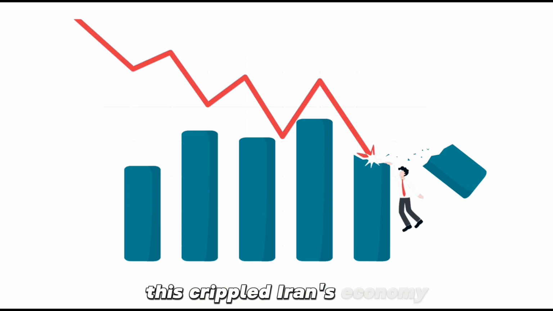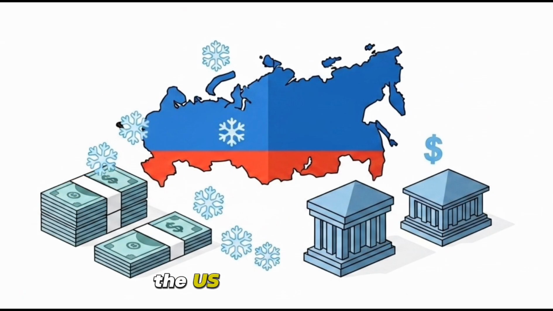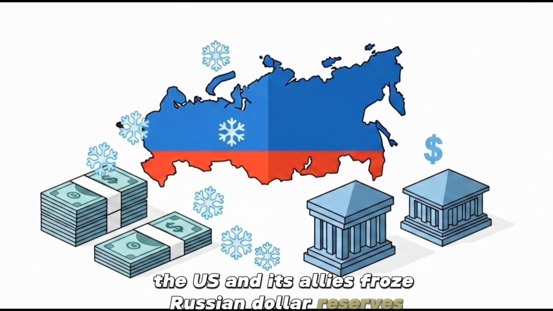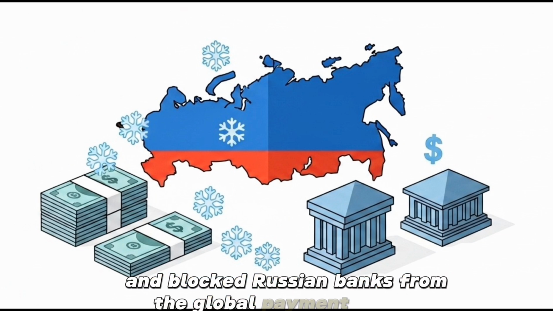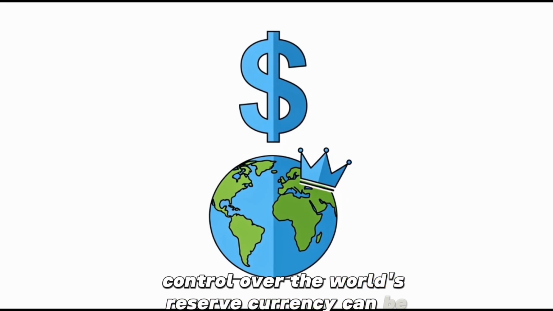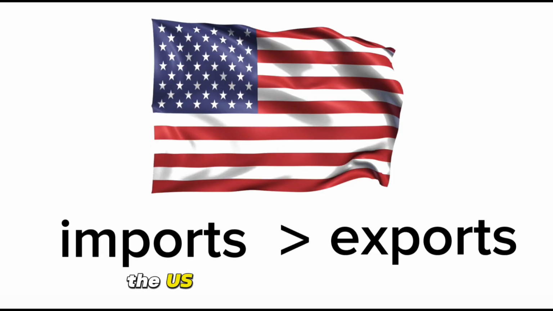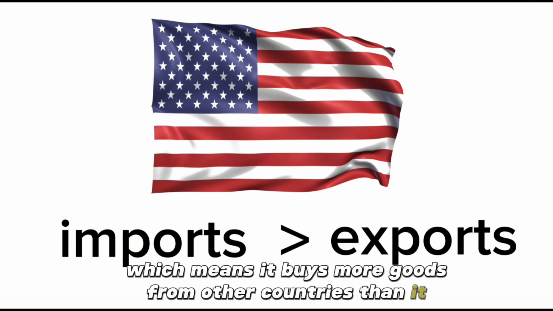This crippled Iran's economy. The same happened to Russia after it invaded Ukraine. The US and its allies froze Russian dollar reserves and blocked Russian banks from the global payment system. This shows how powerful control over the world's reserve currency can be. The fourth benefit is funding the trade deficit. The US imports far more than it exports, which means it buys more goods from other countries than it sells.